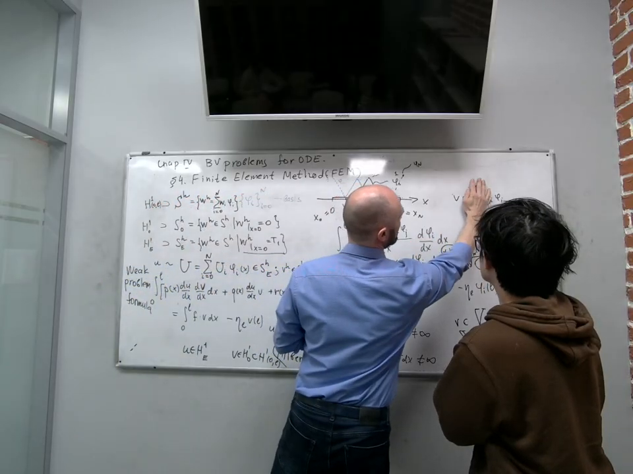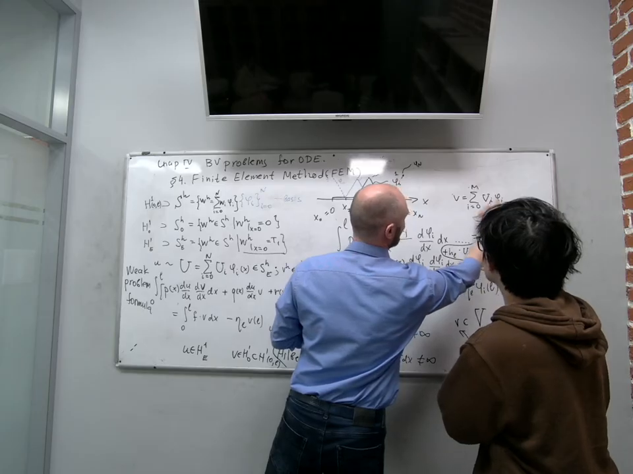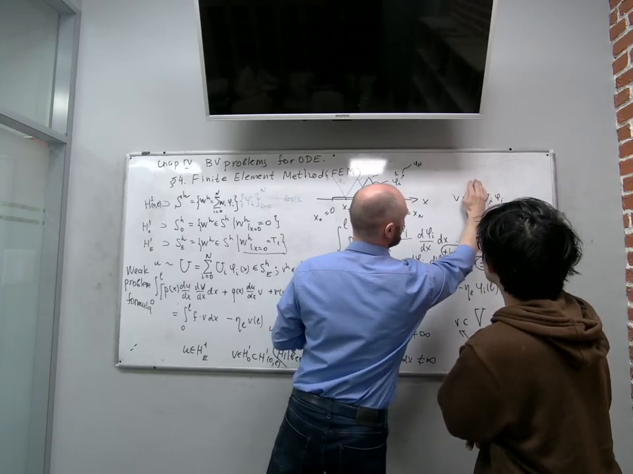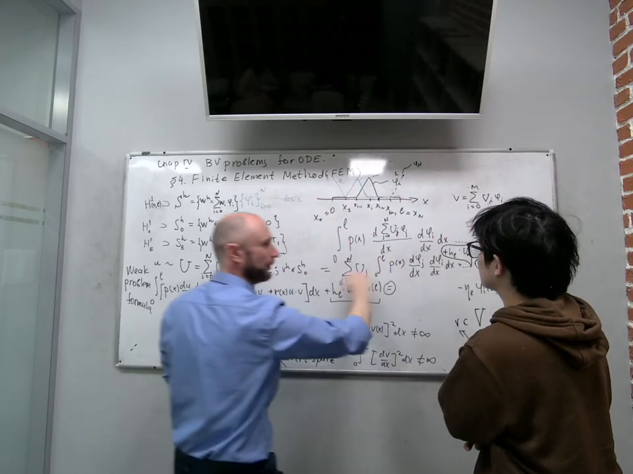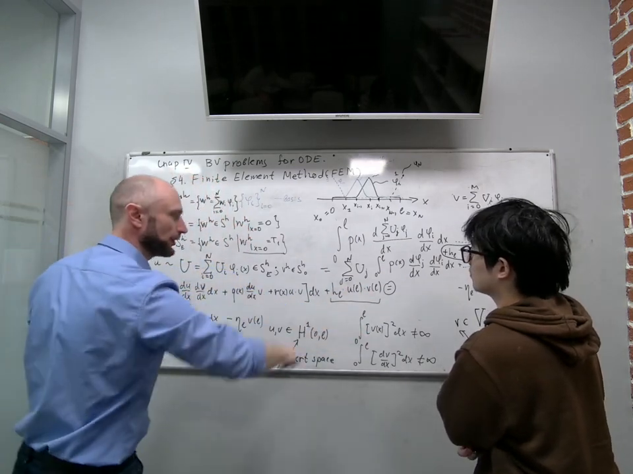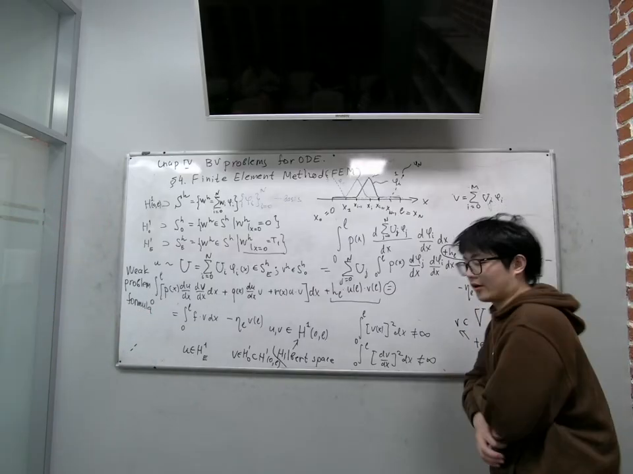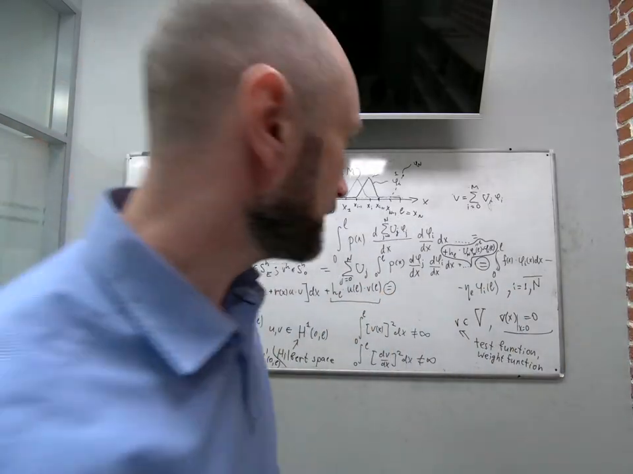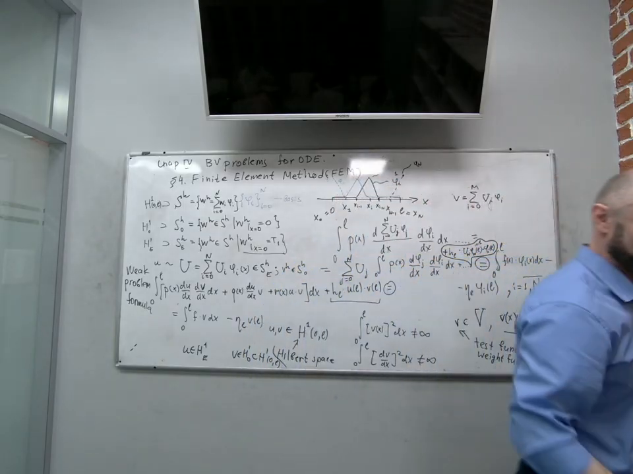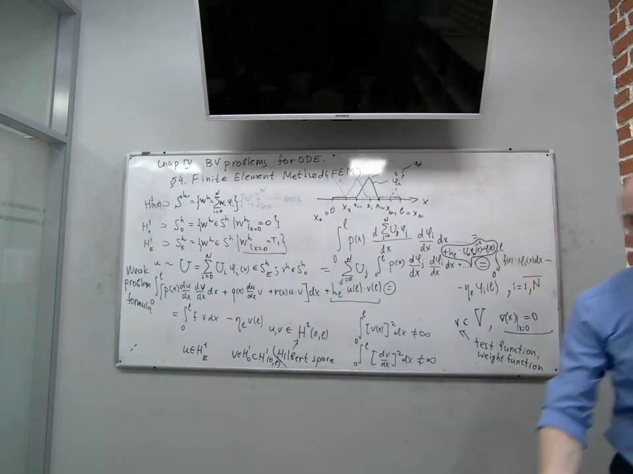In each of them, we just say v is equal to phi 0, v is equal to phi 1, v is equal to phi 3, and so on, and insist that each time this whole equation is satisfied. Okay, I know. Any other questions? Because we are almost done.